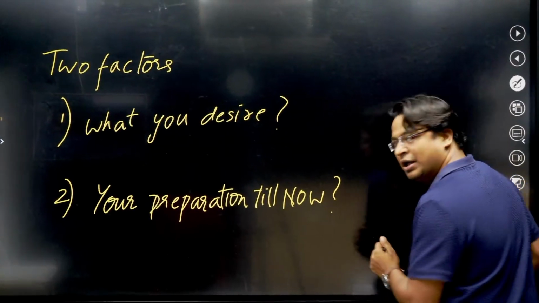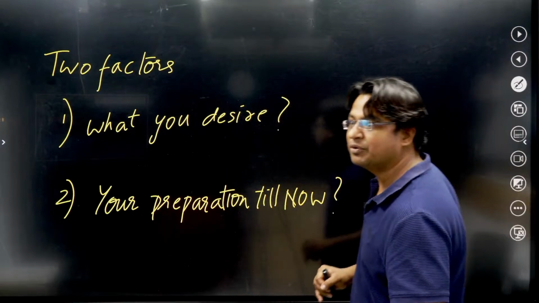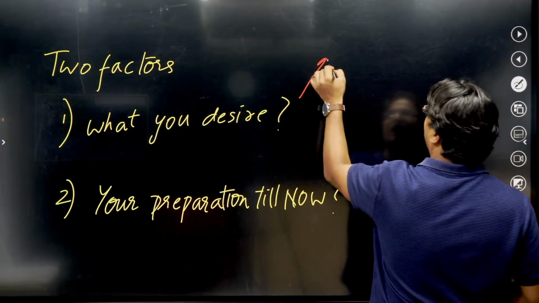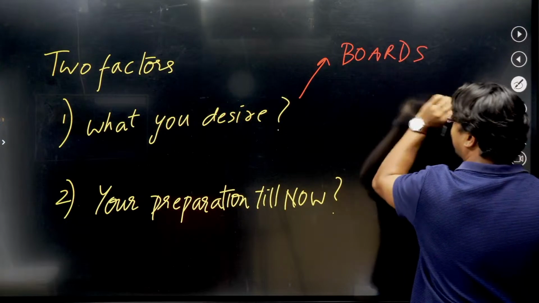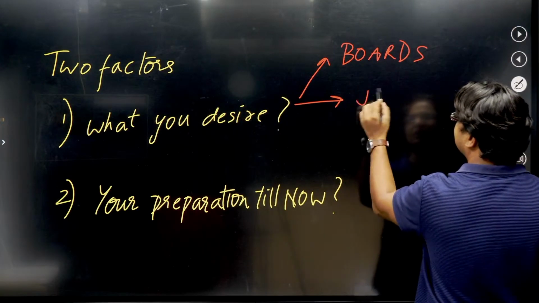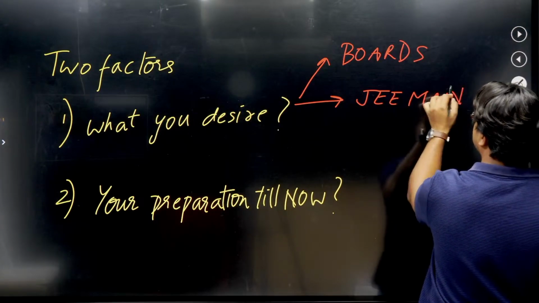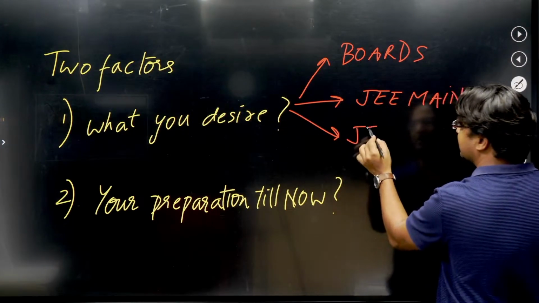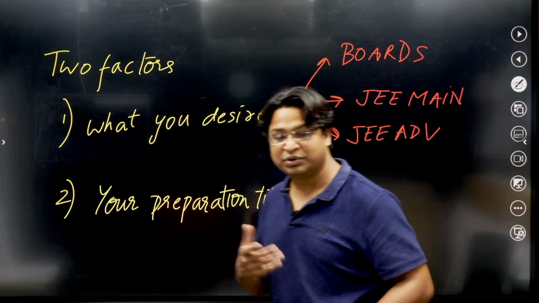So there are three things to pay attention to right now. There are three things that are bothering you right now, or that you have to pay attention to, and those three things are boards. Like, should I pay attention to my boards? The other thing is, should I pay attention to JEE Mains? And of course the third one is, should I pay attention to JEE Advanced? So these are the three things that you can desire.